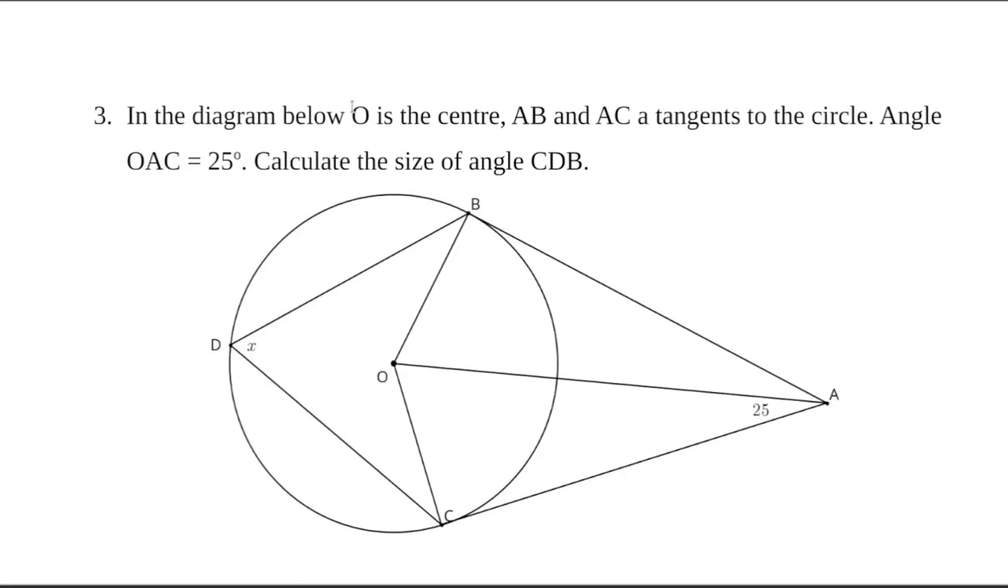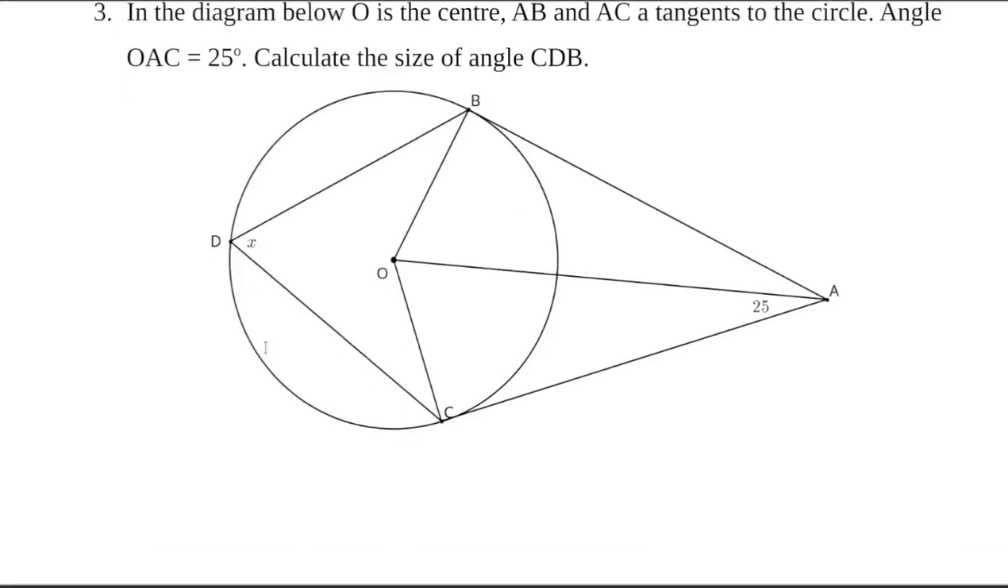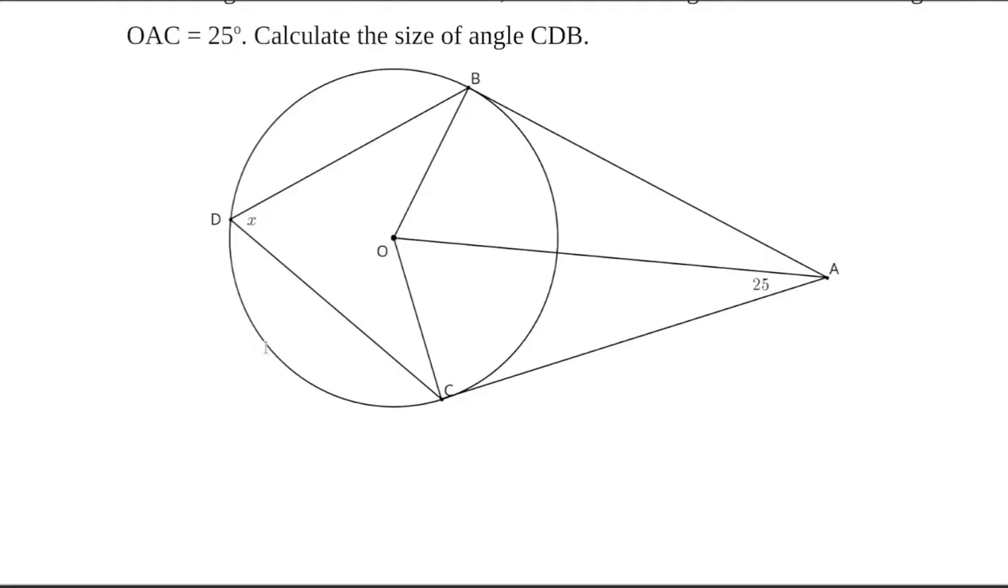Now in the diagram below, O is the center, AB and AC are tangents to the circle. Angle OAC is 25. Calculate CDB. Calculate the value of H there. Now, where do we start? The property for today is tangents from the same point, same external point.